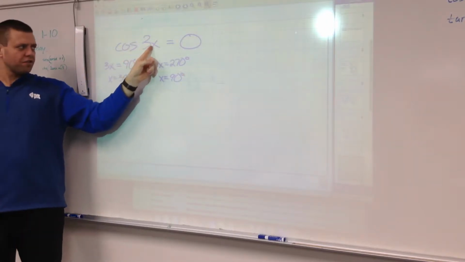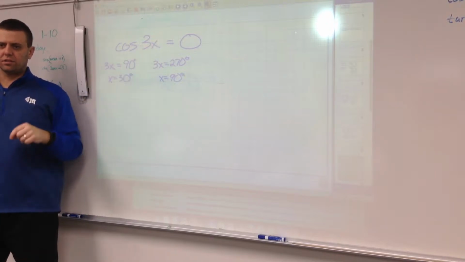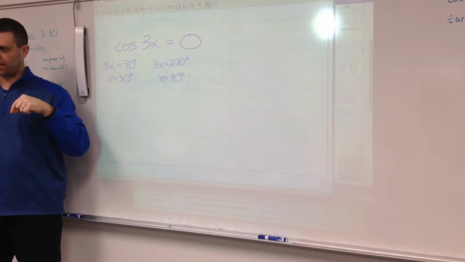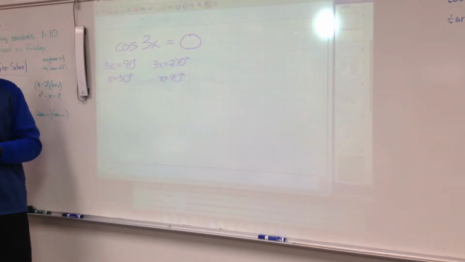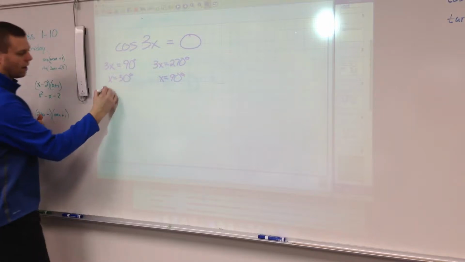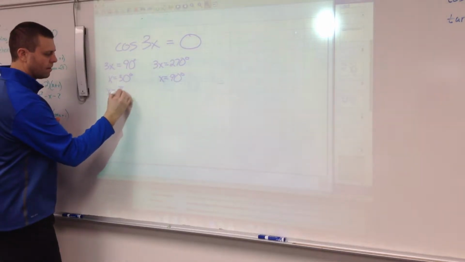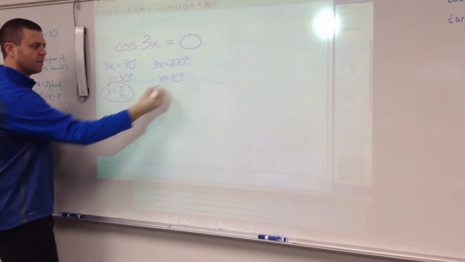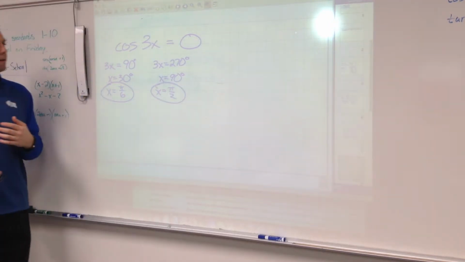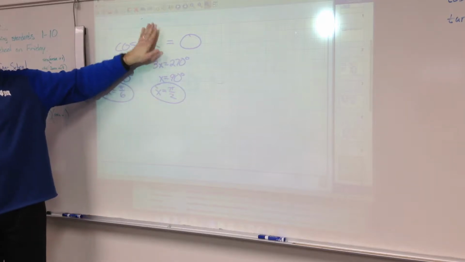Whatever the coefficient is in front of the x on a problem like this, go around the circle that many times. Okay? And you'll see how you continue to still get answers, though, that are between 0 and 2 pi. Because right now I just have pi over 6 and pi over 2, right? Right? Let's go around the circle again.